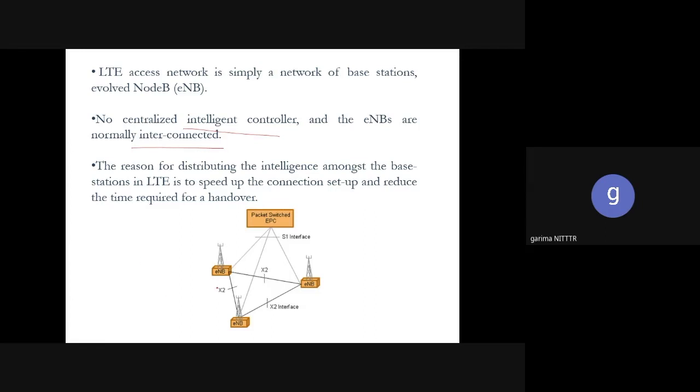So in 4G communication, if you see, your eNode Bs are interconnected, and those eNode Bs have a deciding factor themselves. They have intelligent algorithms, or they are intelligent enough to decide some of the things which were previously done by our network controllers, or you can say access network controllers or base station controllers. So now the evolved Node B is intelligent enough. We can say the reason for distributing the intelligence among the base stations in LTE is to speed up the connection setup, because previously we have a mobile station.